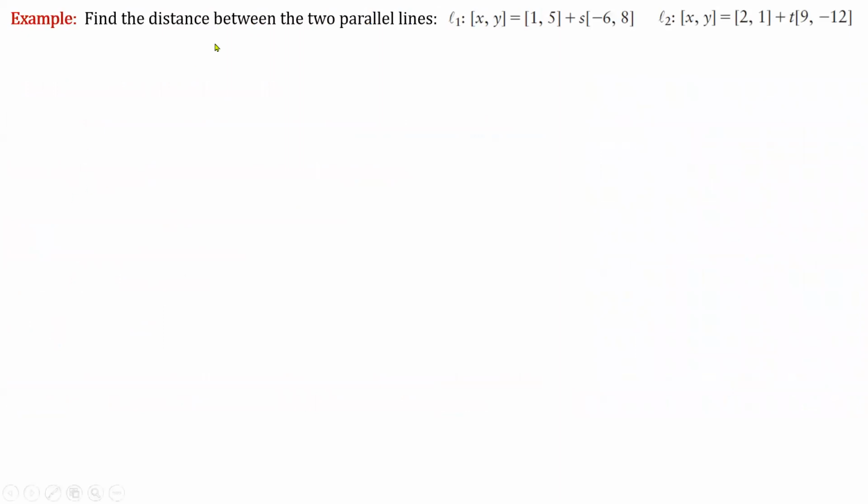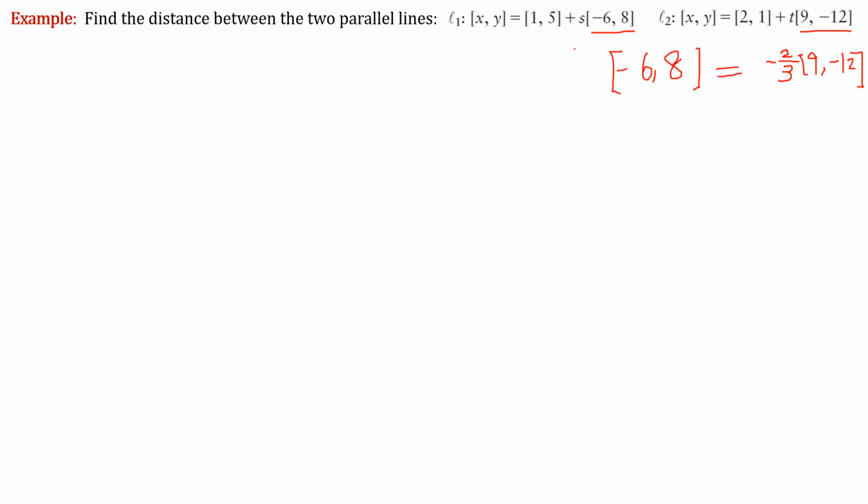Can you find the distance between the two parallel lines? Why are these two lines parallel? Because if you look at their direction vectors, -6, 8, and 9, -12. Actually, -6, 8 can be expressed as a scalar times 9, -12, right? You can just times -2/3 to 9, -12 to get -6, 8, right? Therefore, the two direction vectors are parallel.